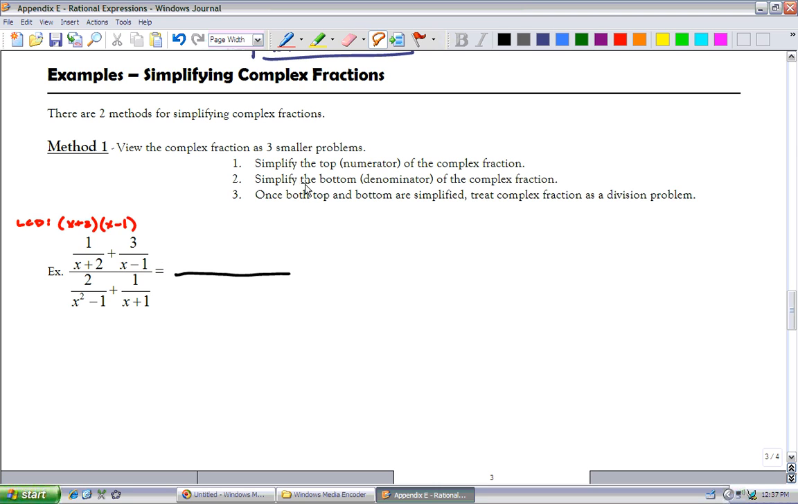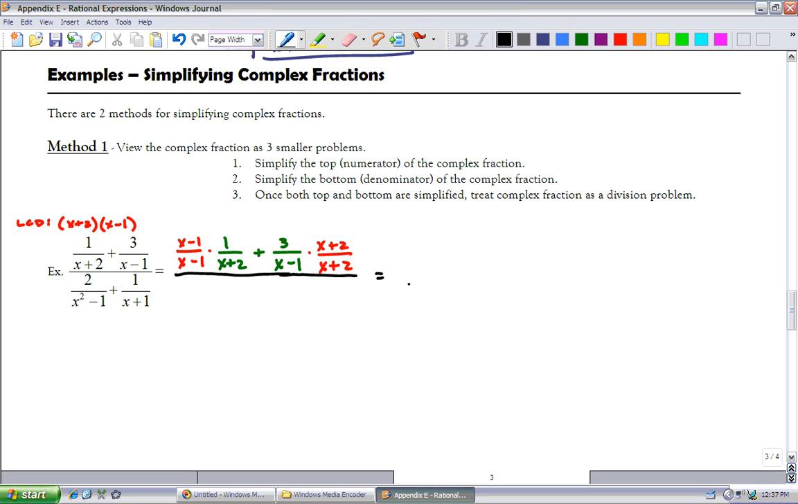So if I look, my first fraction needs an x minus 1, so I'm going to put an x minus 1 over x minus 1, and I'm going to multiply that to the top here, which was 1 over x plus 2. And that's going to be added to 3 times x minus 1. Now my x minus 1 needs an x plus 2 with it, so I need to multiply that by x plus 2 over x plus 2. For now, I'm going to completely ignore the bottom of the complex fraction. I don't need to worry about it right now.